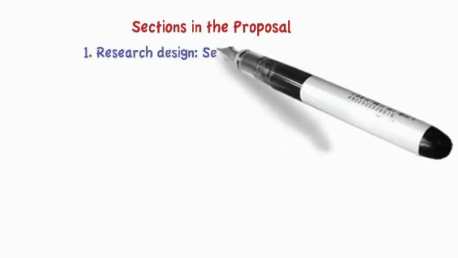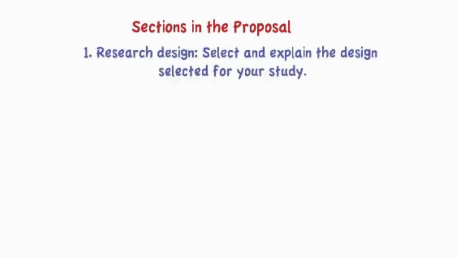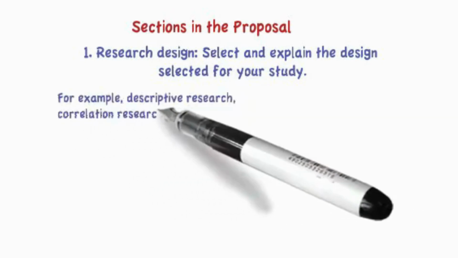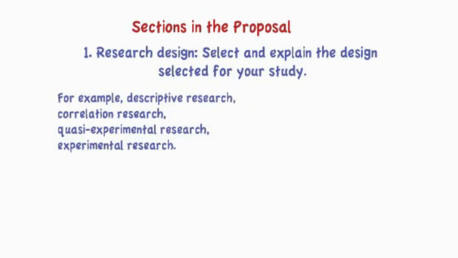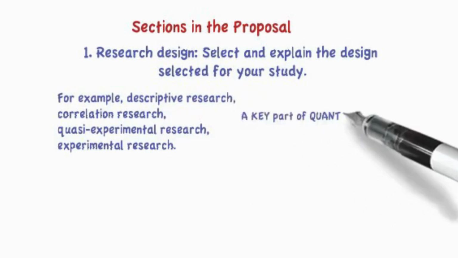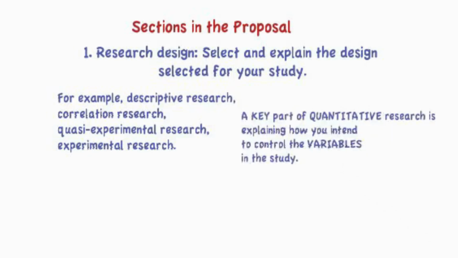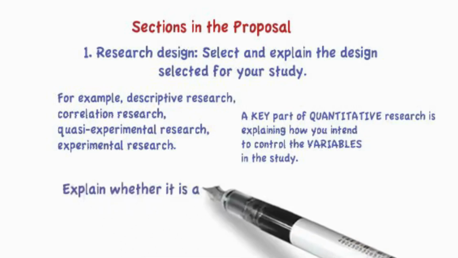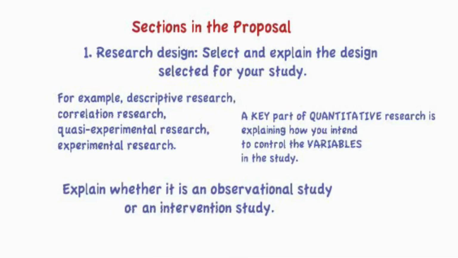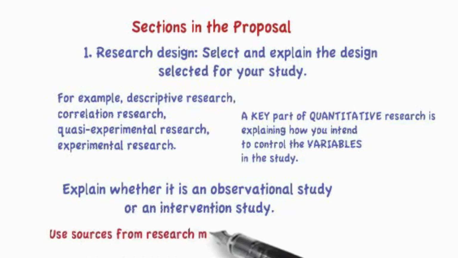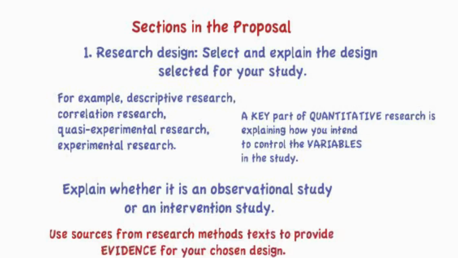So the research design, again here you would explain why you selected that particular design. So is it descriptive, correlation research, experimental, quasi-experimental? And a key part of quantitative research is explaining how you intend to control the variables. And you might explain whether this is an observational study or an intervention study. So again, use sources from texts to provide evidence for your argument here.